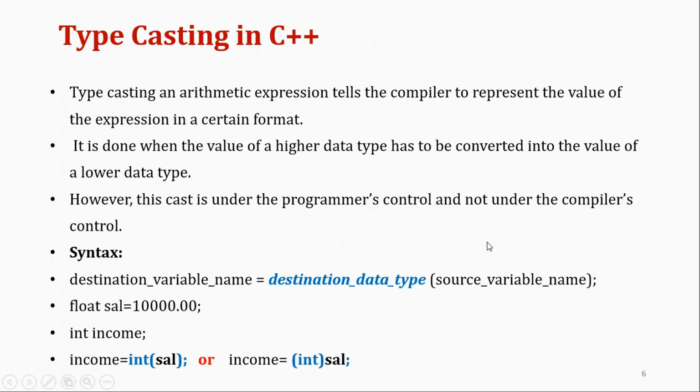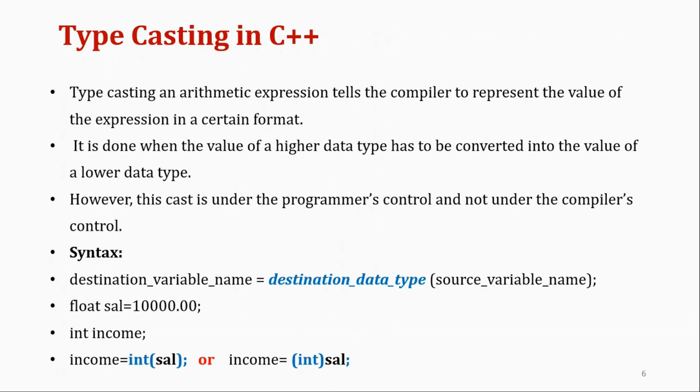Next we will see typecasting. If you are doing the type conversion explicitly, we call that typecasting. A typecast on an arithmetic expression tells the compiler to represent the value of the expression in a certain format. It is done when a value of a high data type has been converted to the value of a lower data type. So let us see with an example.